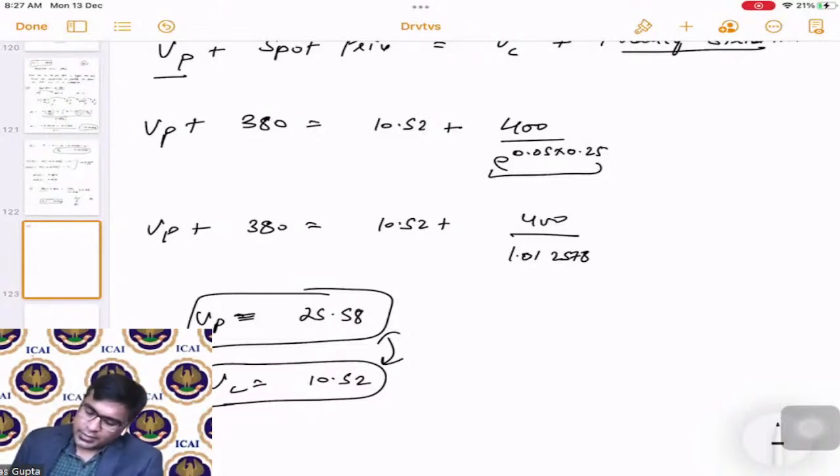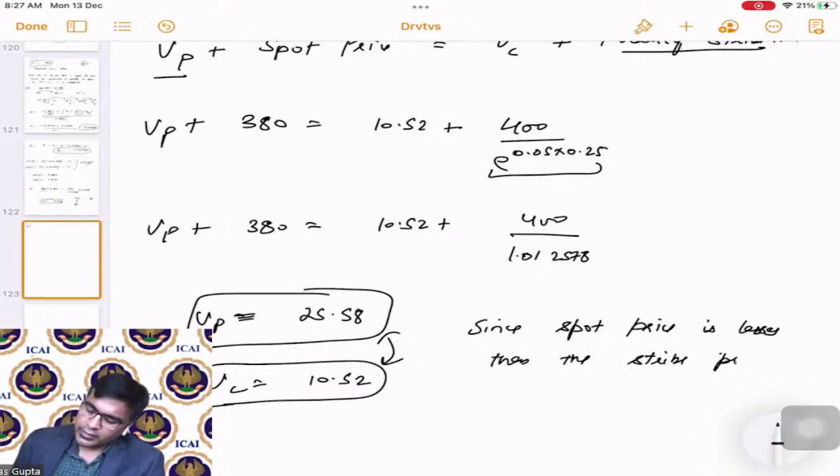Correct? Since spot price is lesser than the strike price, hence put option is more lucrative.